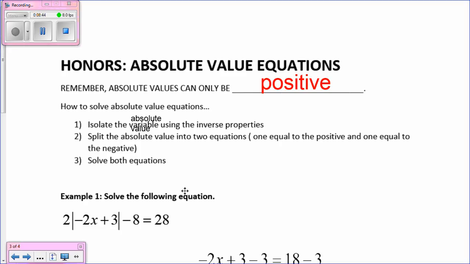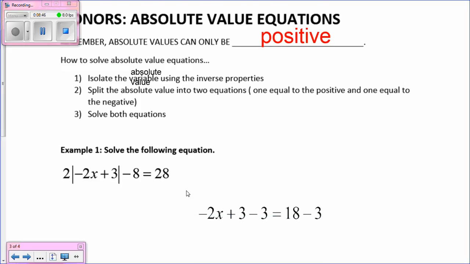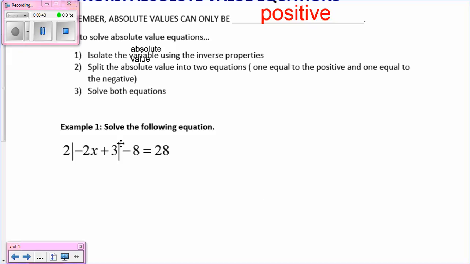And then we just solve both equations. Most absolute value equations will have multiple answers. It's possible it has no solution, it's possible it has one solution. Majority of the time, though, it will have 2. Okay? Example 1, solve the following equation.